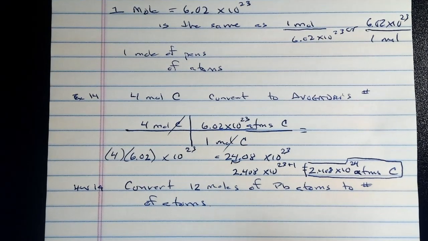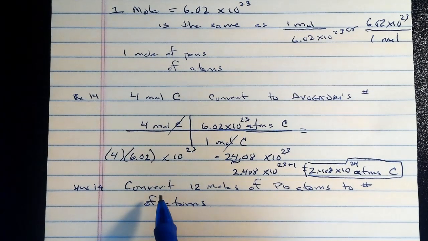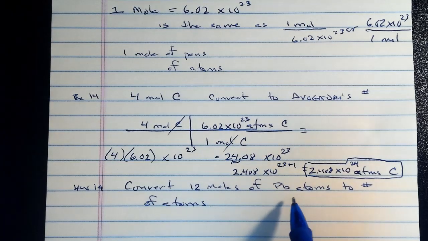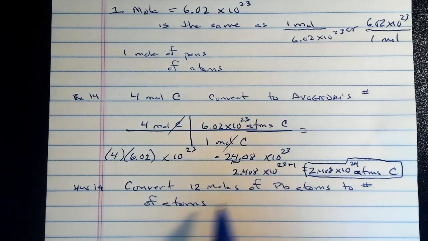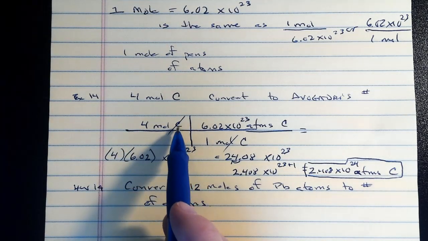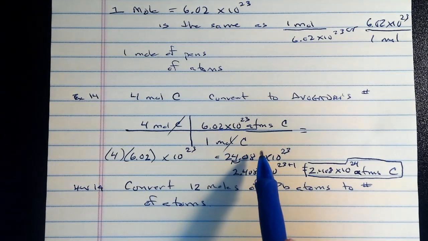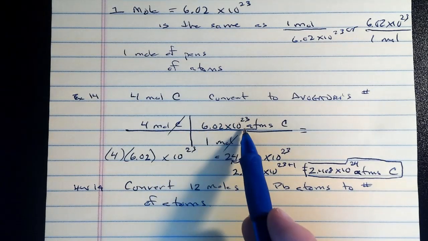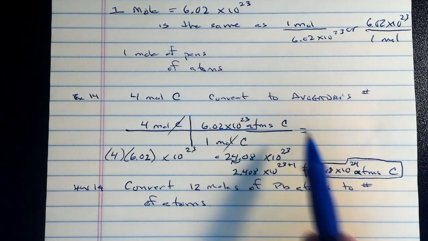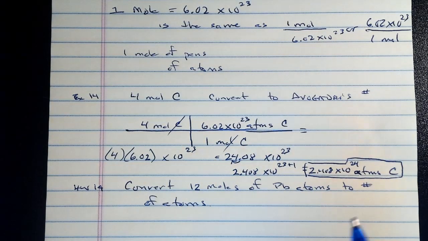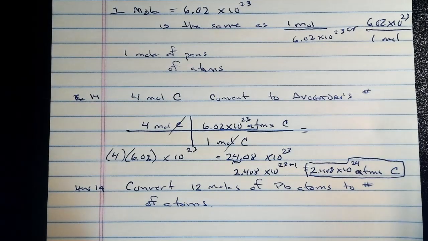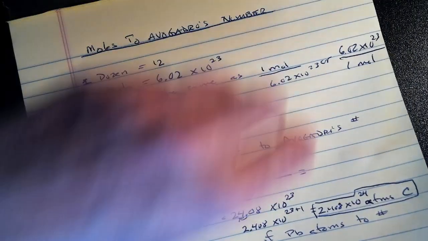Now, your homework problem number 14. Convert 12 moles of lead atoms to number of atoms. So you can do it just like this problem here. You're going to start with 12 moles of lead, Pb, put 1 mole of lead down here, put Avogadro's number of atoms of lead up here, then do your math like I did here. Okay? Now, let's do the reverse, shall we?